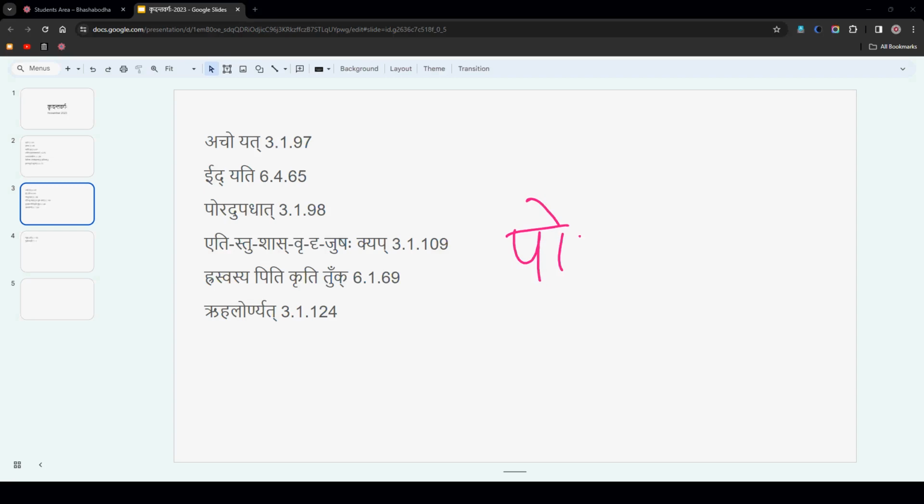Examples: poho, ad upadhat, at upadhat. So was it something like, if something ends in one of these pavarga letters, then something would have to be done? I don't exactly remember what the something was now.